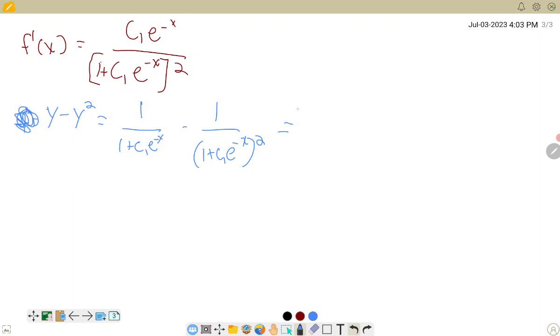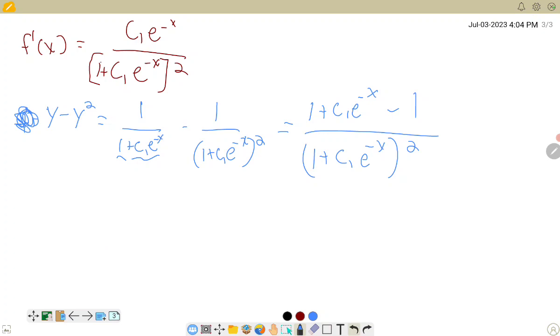So this is the same as (1 plus c1 e to the minus x minus 1) all divided by (1 plus c1 e to the minus x) all squared, because I have to multiply. Notice that this is (1 plus c1 e to the minus x) squared, and this is just (1 plus c1 e to the minus x).